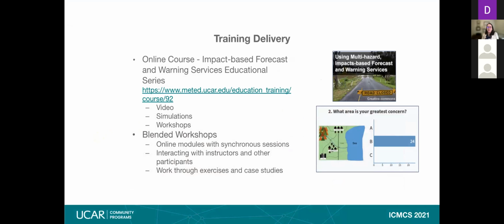So with training delivery, moving into this idea of a blended learning approach, and also the idea that not every country can have a workshop and be trained through the live workshops. We have developed online e-learning resources so that we can reach a greater audience through our METED website at COMET.